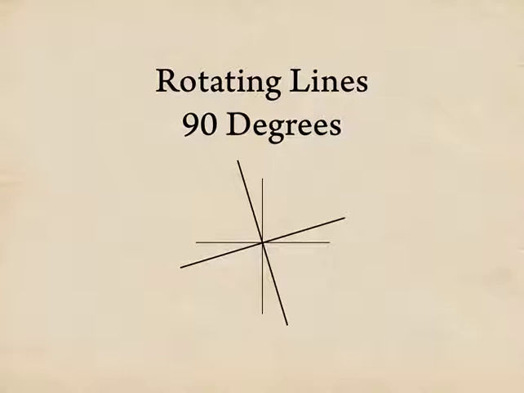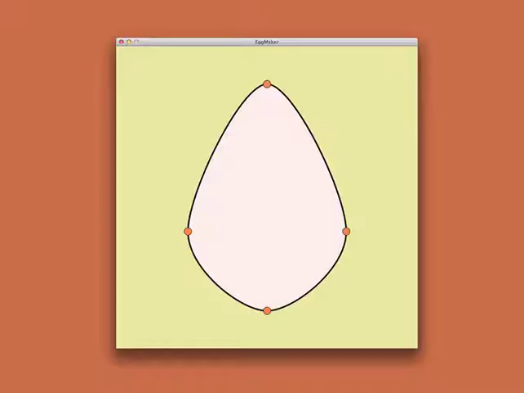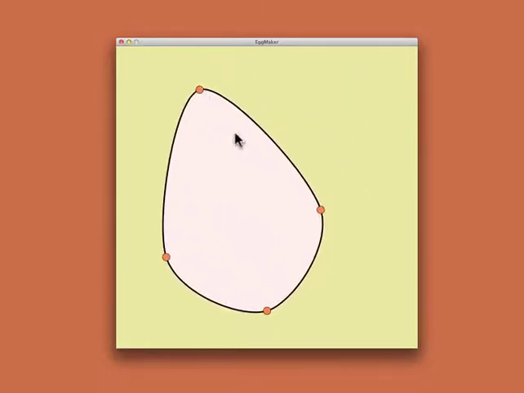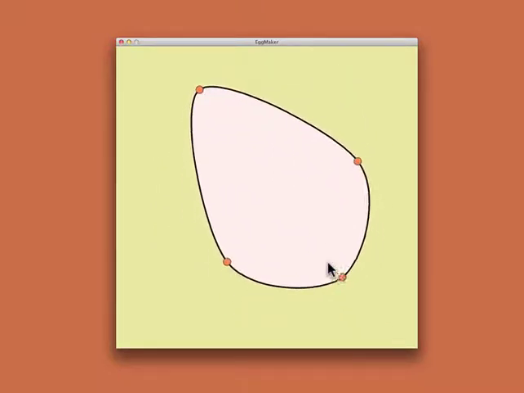With these two tools, we can do something like this. Here's a little Catmull-Rom curve that goes through 4 points. I think of this as an egg. The egg is really defined by only 4 numbers. 2 of the numbers are the x and y of the point at the tip of the egg. 2 of the numbers are the x and y of the point at the bottom of the egg.